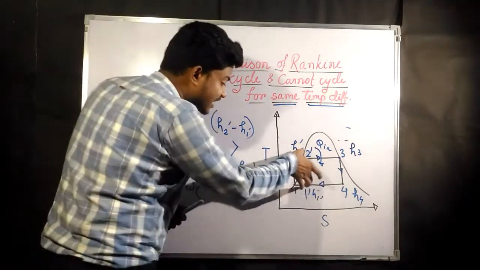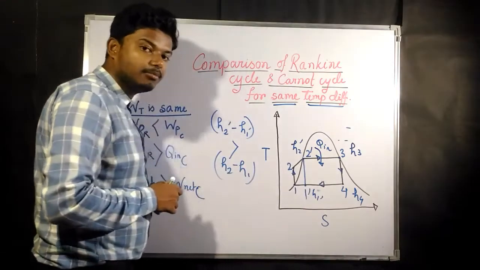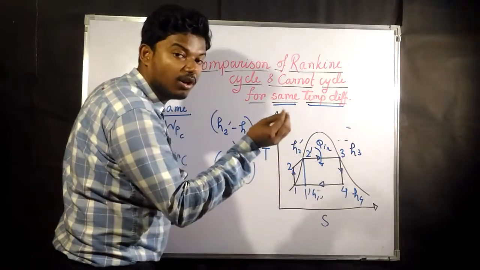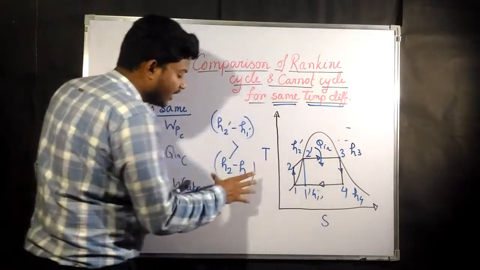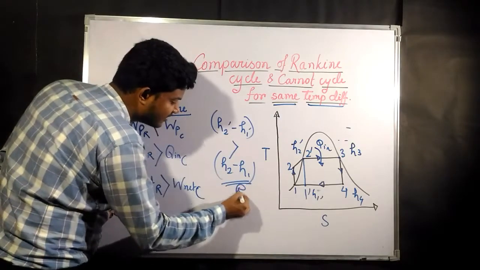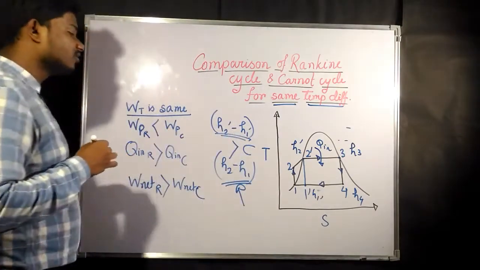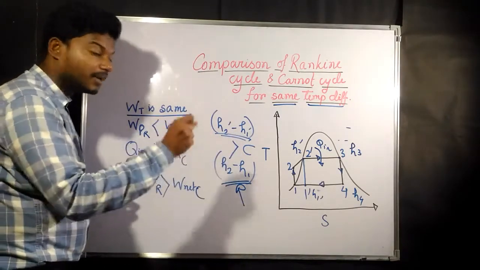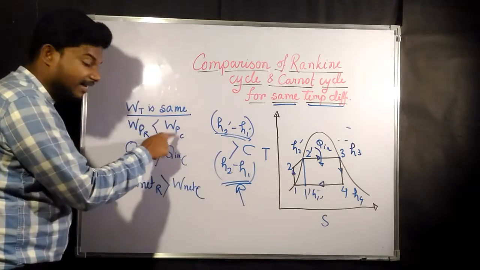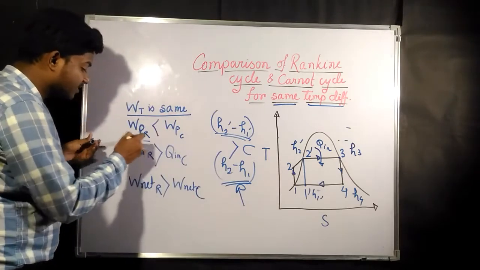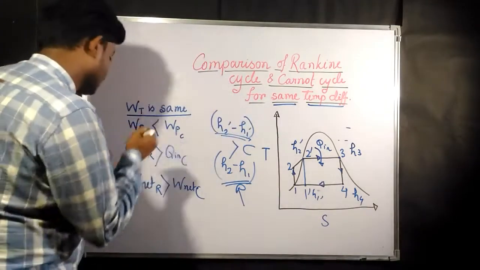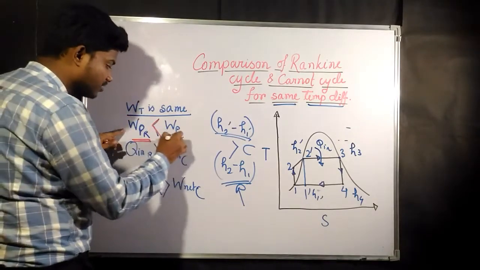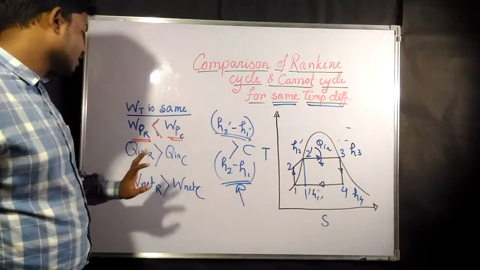So in the case of the Carnot cycle, the work done by the compressor is more, and at this point 1 to 2 is the work done by the pump for the Rankine cycle. As it is smaller for the Rankine cycle and higher for the Carnot cycle, the work done by the pump or compressor for the Carnot cycle is going to be greater than the work done by the pump for the Rankine cycle. The Rankine cycle pump work must be smaller than the work done by the compressor in the Carnot cycle.